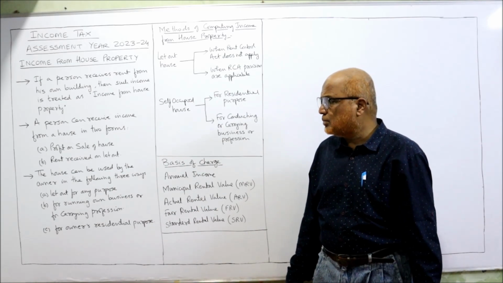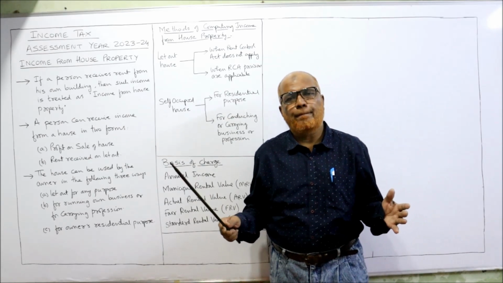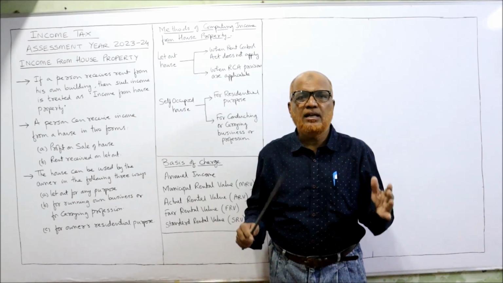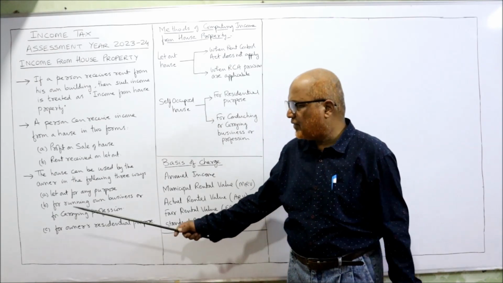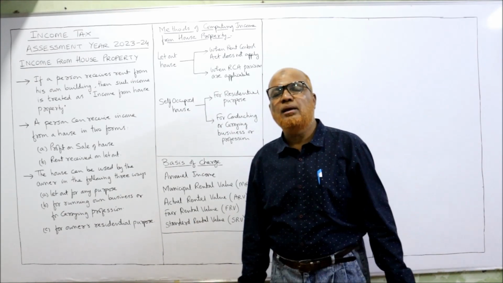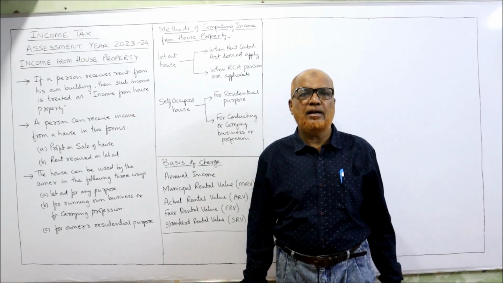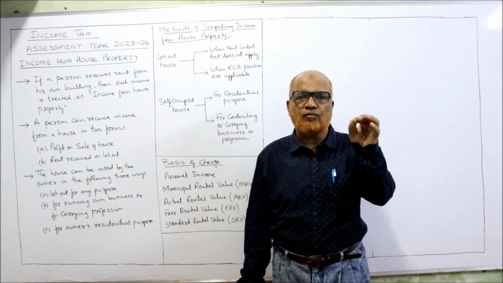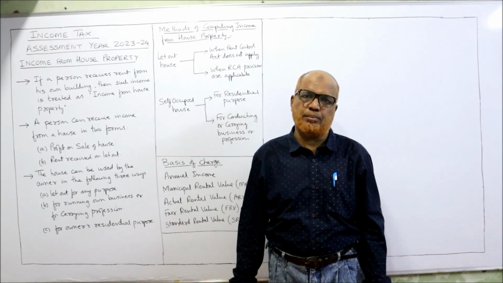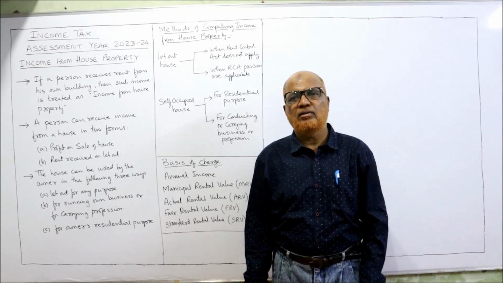The house can be used by the owner in the following 3 ways. When a person is having the property, there are 3 ways he can deal with that property. What are the 3 ways? The first one is let out for any purpose. A person will let out his building for any purpose. Any purpose means whether residential purpose or commercial purpose. So this is the first way in which a person can deal with the property.